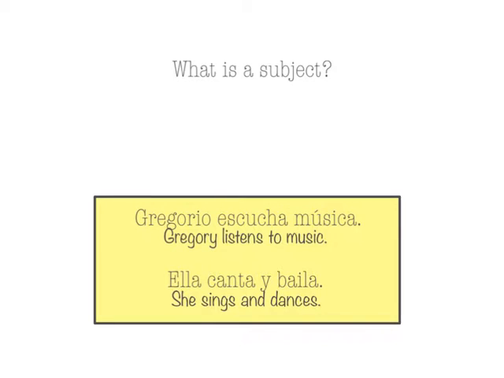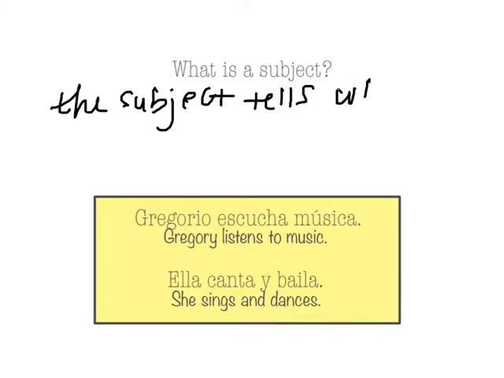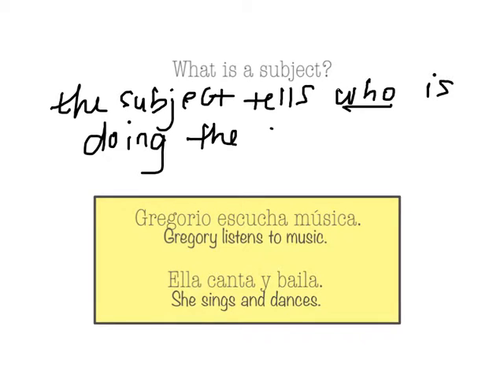So the first question that we need to answer is, what is a subject? And the subject of a sentence tells who is doing the action. So the verb is the action, and the subject tells who is doing the action. So if we look at these sentences below, what you're going to see here is these basic sentences.